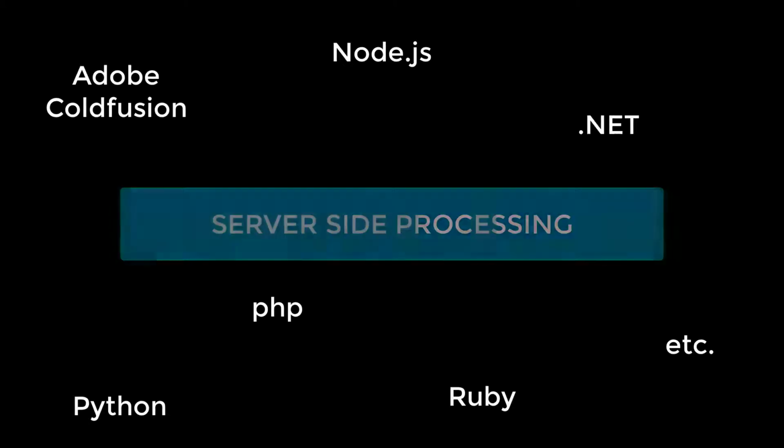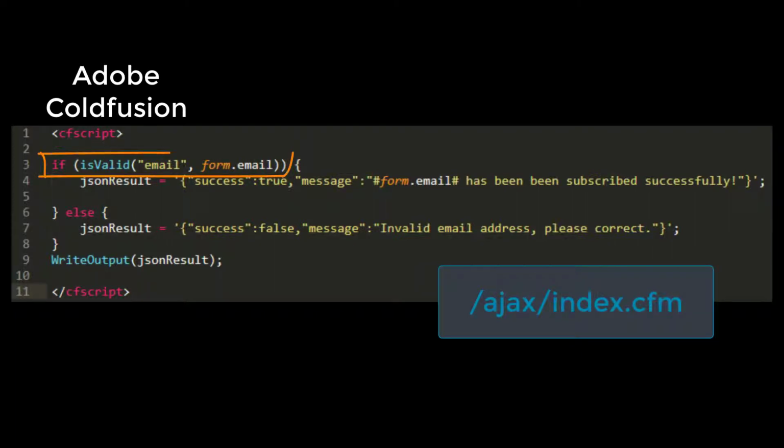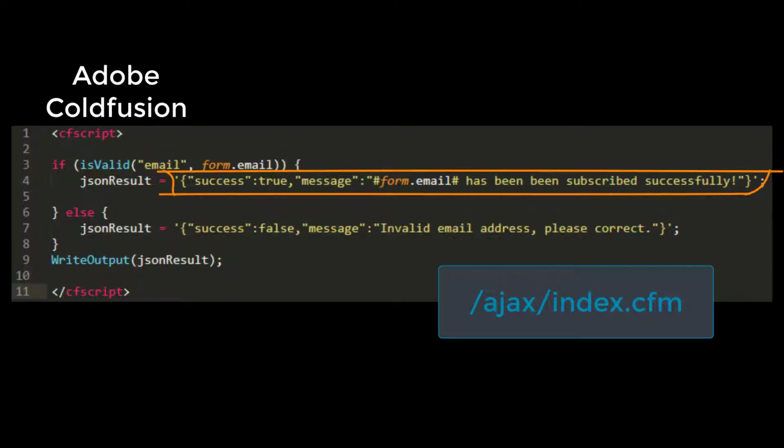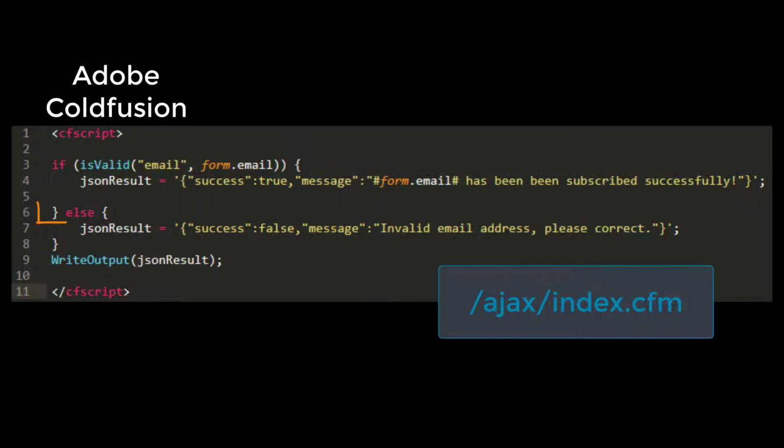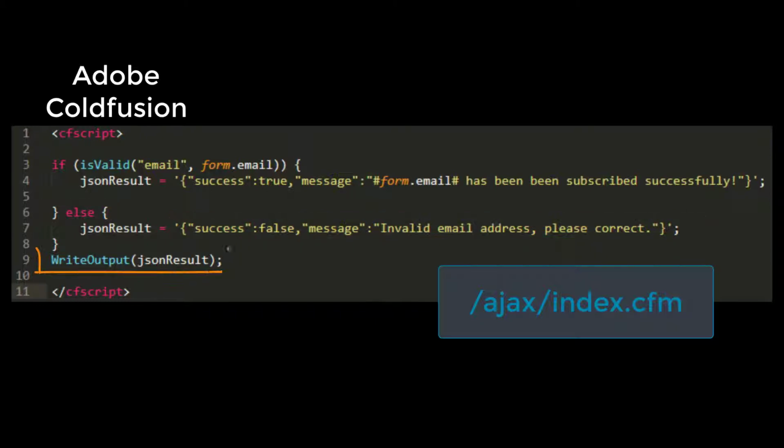This is our modified AJAX page. ColdFusion has a built-in email validation function, and so we will test whether it is valid. And if it is, then we return this JSON with success is true and a nice message to return. If it is not valid, then we send false and an error message. Then we write this to be output.